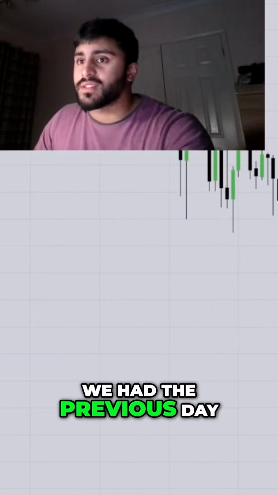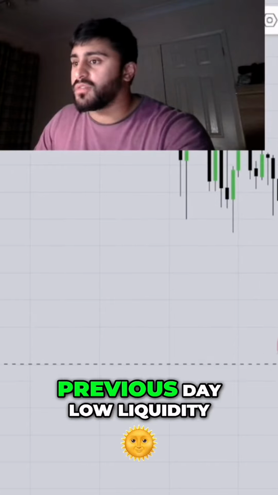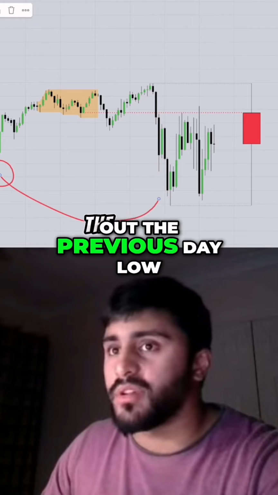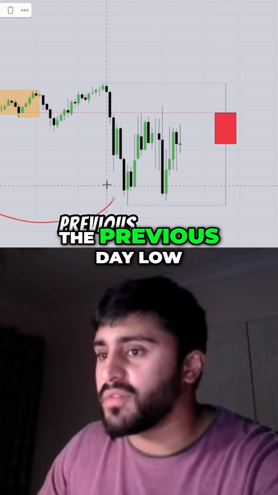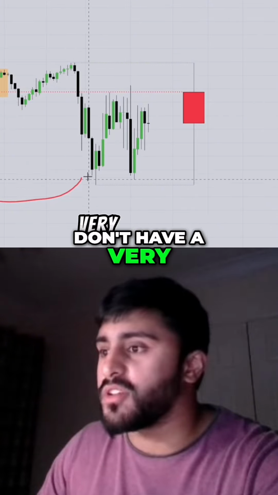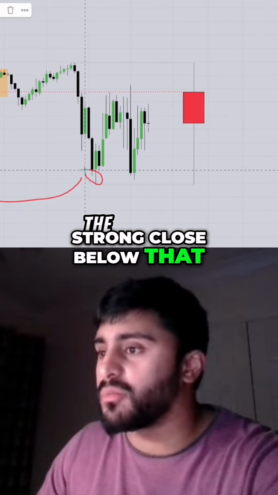Now we had the previous day, right? Previous day low. I love using the previous day low liquidity. It's one of my favorite liquidity types, right? Price from here takes out the previous day low, right? So when price takes out the previous day low, notice how over here in this region, we don't have a very strong close below the previous day low.